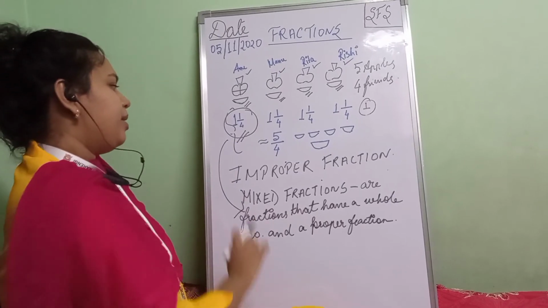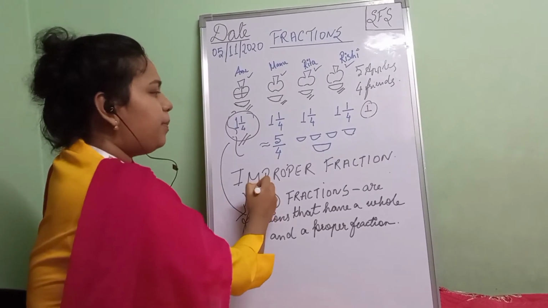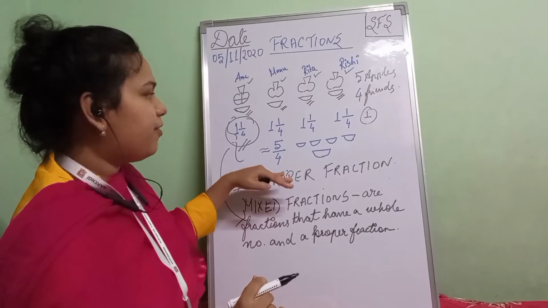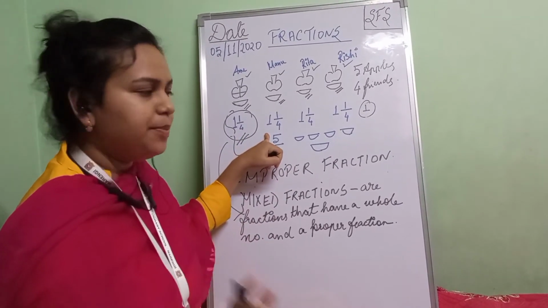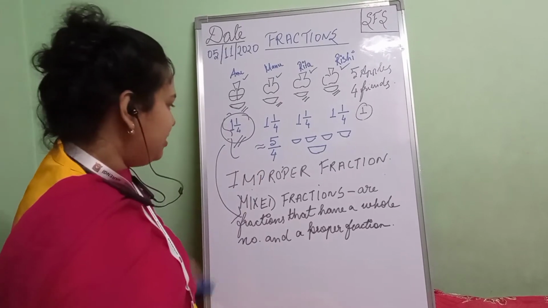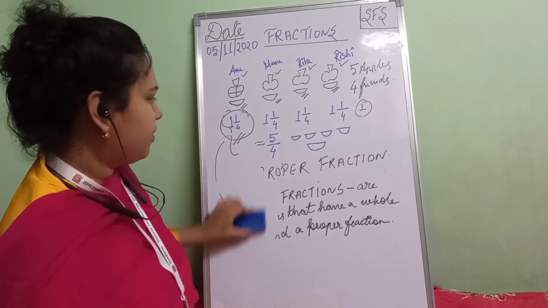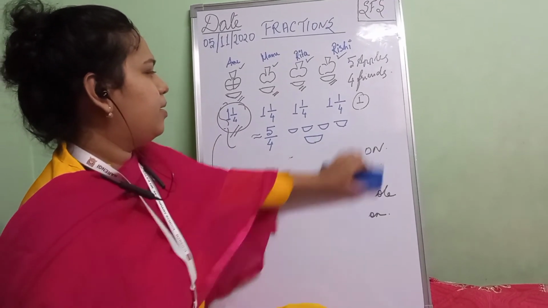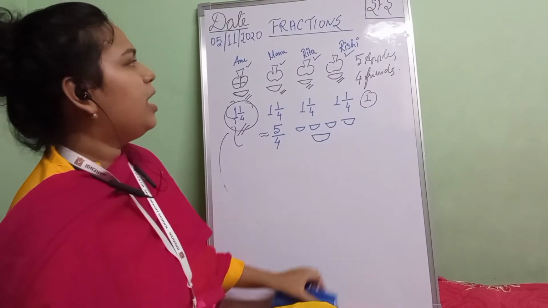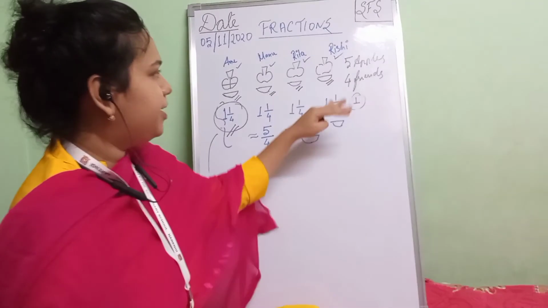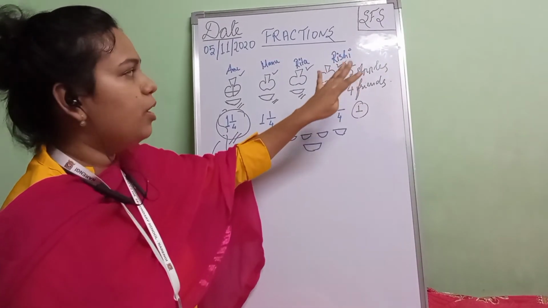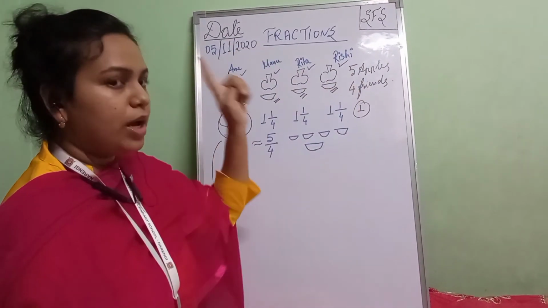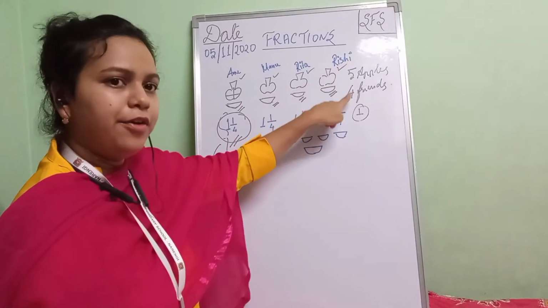Now, again, what are improper fractions? Improper fractions are fractions where the numerator is greater than the denominator. Now see, in our example, what did we do? We took 5 apples and divided them among 4 friends. That means one person would get 5 by 4.